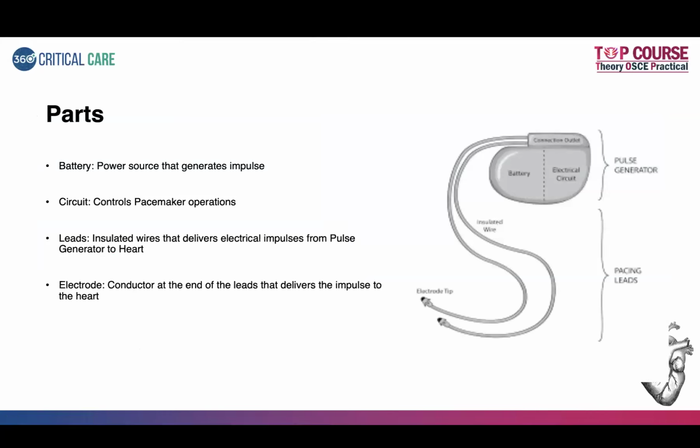So parts include battery, circuit, leads, and electrode. The battery is the power source that generates the impulse. The circuit controls the pacemaker operations. The leads are insulated wires that deliver electrical impulses from the pulse generator to the heart. And the electrode is the conductor at the end of the leads that delivers the impulse to the heart. So I'll just revise it. Parts are battery, circuit, leads, and the electrode. So here you can see the battery, then the circuit, then the leads and the electrode tip.